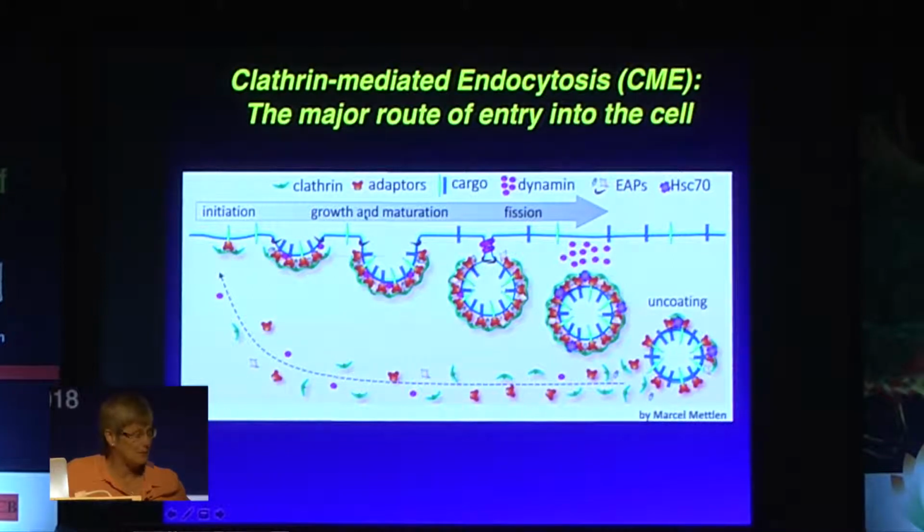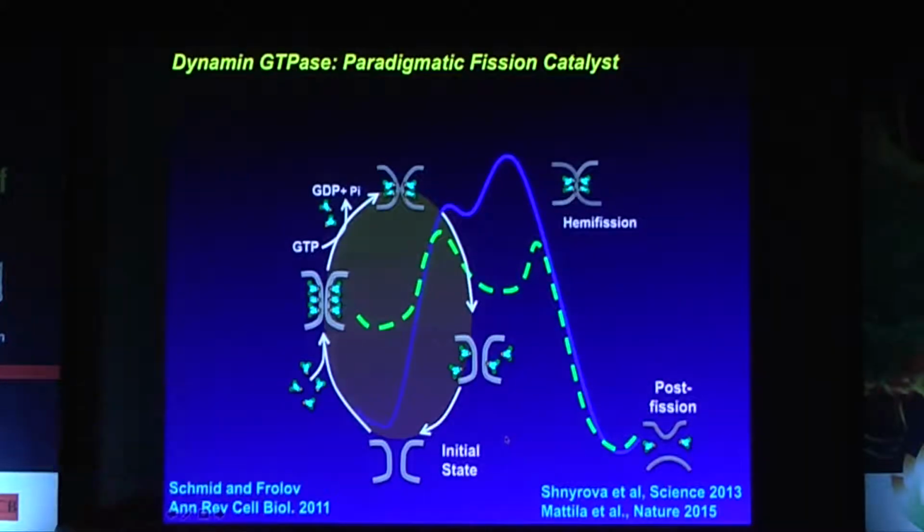These coated pits mature through the aid of numerous endocytic accessory proteins, and then finally the GTPase dynamin assembles into collar-like structures at the necks of coated pits to pinch off coated vesicles carrying their concentrated cargo into the cell. Finally, an uncoating reaction disassembles all of this apparatus for multiple rounds of endocytosis. The dynamin GTPase is a paradigmatic fission catalyst.